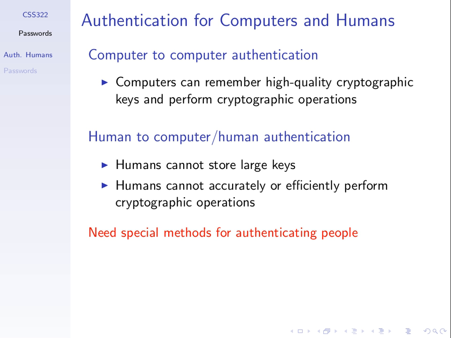For example, when we use computer-to-computer authentication, two computers are communicating. The computers can store keys in memory, can remember those keys. The keys can be long. A computer can store a 128-bit key in memory.